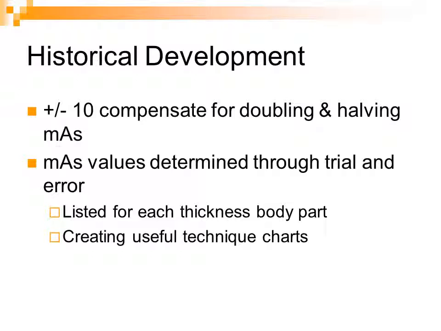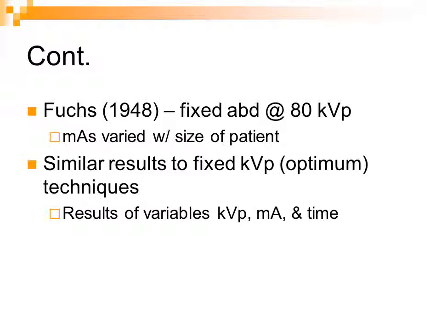The plus or minus 10 was used to compensate for doubling and halving mass. Mass values were determined through trial and error, listed for each thickness and body part, and used to create useful technique charts. Fuchs in 1948 came up with a fixed abdomen at about 80 kVp, and that's still pretty accurate today. Mass is varied with size of patient, with similar results to a fixed kVp technique. So, results of variable kVp, mA, and time.